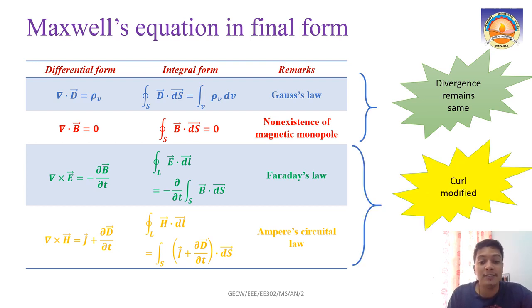What is changing is the curl. You can say the curl is getting modified. As for the last two equations, del cross E becomes minus dB by dt, and del cross H becomes J plus dD by dt. There is an increment here by the displacement current. So there the curl is getting modified.